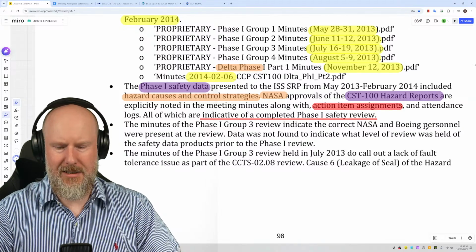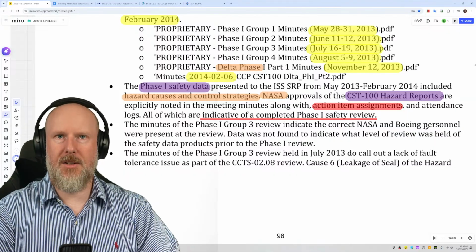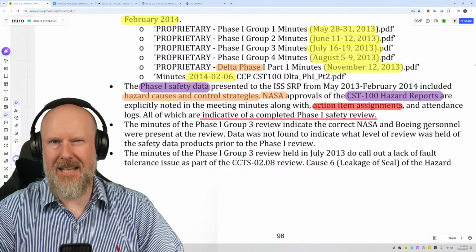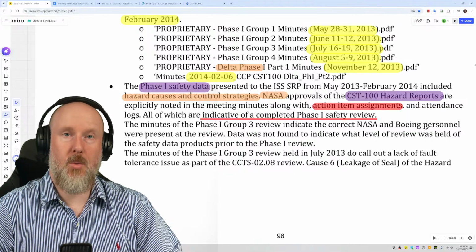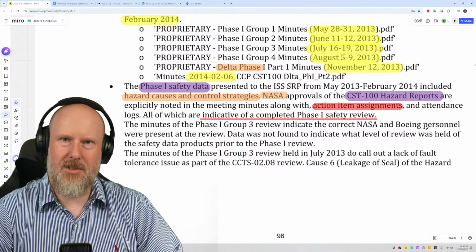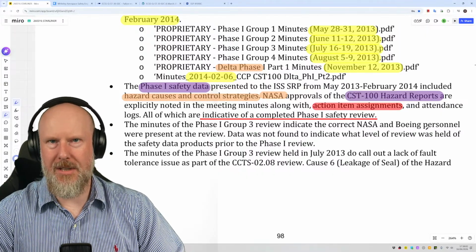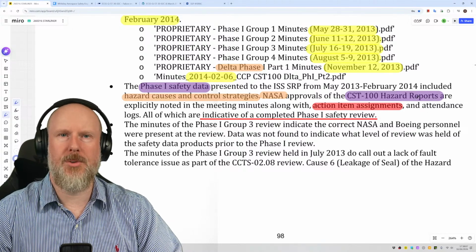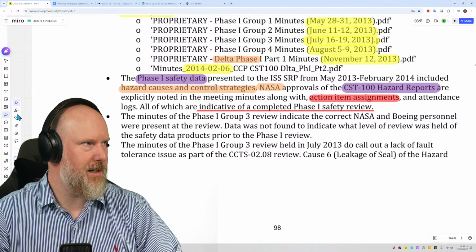I know it sounds really pedantic, but honestly, it needs to be carefully and tightly controlled. It can't just be, oh well, we've done a review, tick. What does that actually mean? Let's be specific, everybody. I know it's a challenging, difficult thing to do all of this stuff. I know it's very busy. I know that it can be a bit tiring and a bit boring in some cases, but we really need to make sure we're fulfilling the intent of the engineering process, because it is an engineering process. It's not a paperwork exercise. It is important. Okay, the minutes of the Phase 1 Group 3 review held in July 2013.